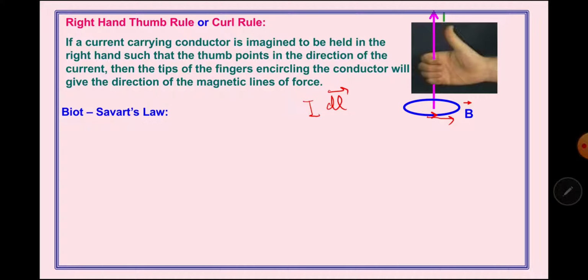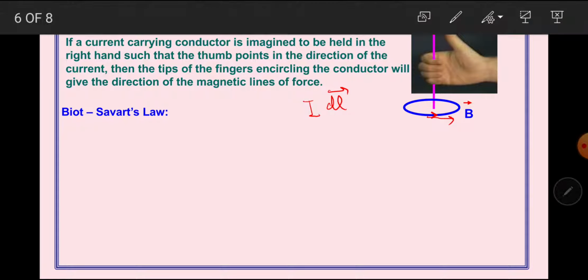So Biot-Savart's law is used to find out the magnetic field due to a small current element, and because it will give us a small value of magnetic field, for the total magnetic field we will be doing the integration. So let us see what Biot-Savart's law is.